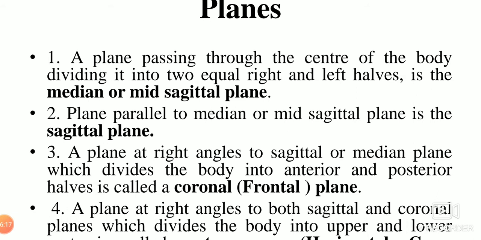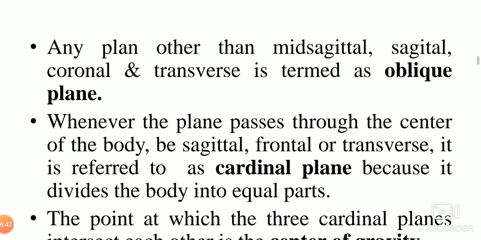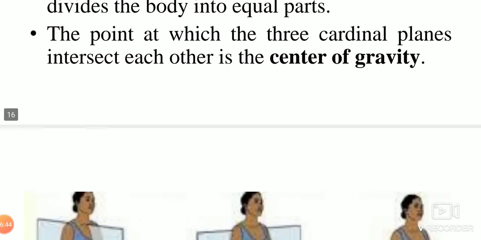Okay, so the plane passing through the center of the body, dividing it into two equal right and left halves, is the median or mid sagittal plane. In short, the median or mid sagittal plane is a plane which divides the body into two equal right and left halves. Now the second one is the sagittal plane. A plane parallel to the median or mid sagittal plane is the sagittal plane. Okay, it means it will not divide the body into equal right or left halves.